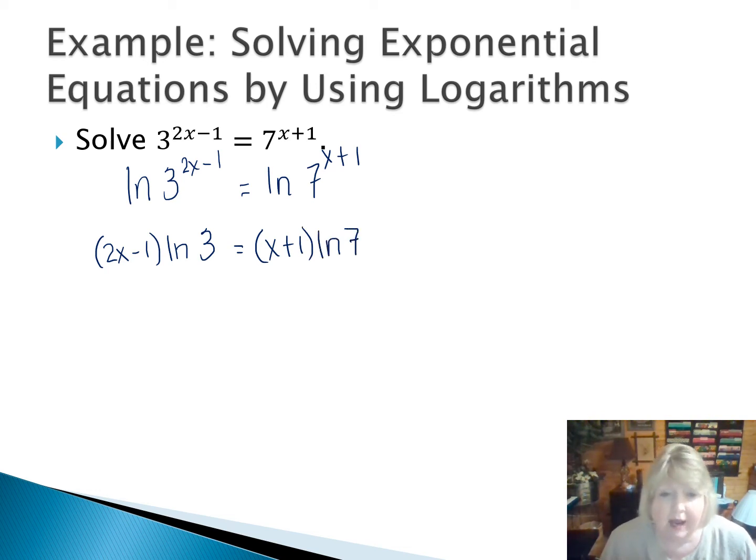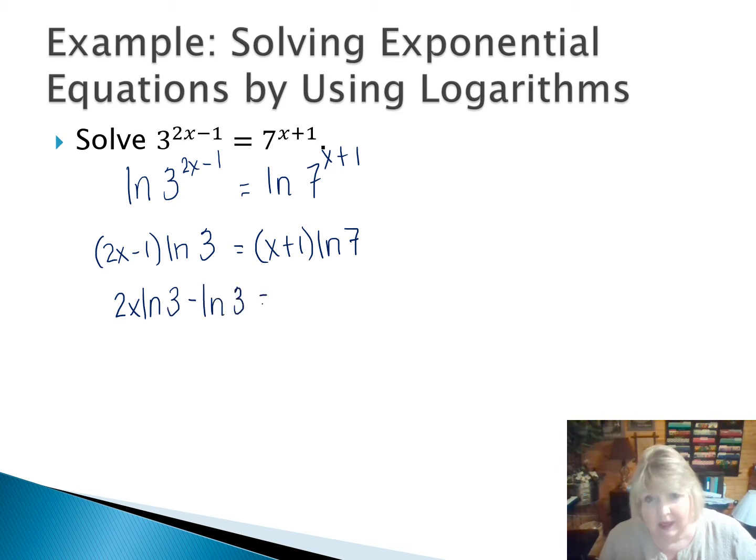Okay. Now, here comes the question, how do I isolate the x? I want only the x's on one side and everything else on the other. So here's what I'm going to do. I'm going to distribute: 2x times the natural log of 3 minus 1 times the natural log of 3 equals x times the natural log of 7 plus 1 natural log of 7.